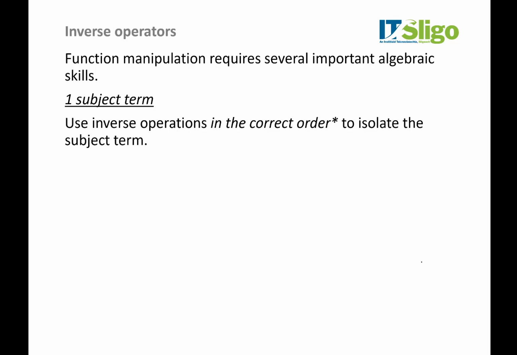What we have to do is use inverse operations in the correct order. So remember, inverse order operations: if we need to kill a plus, we use a minus. If we need to kill a divide, we use multiplied. If we need to get rid of square root, we use squared. If we need to get rid of log, we use 10 to the power of, etc.